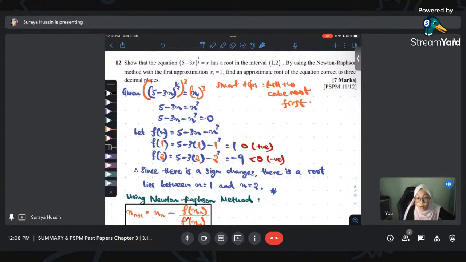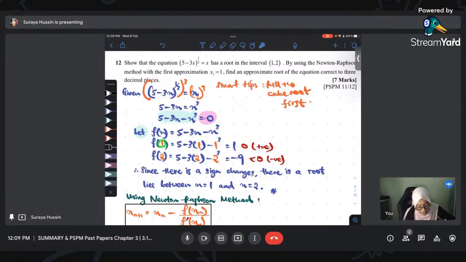Dia jadi x cubed pula dekat belah kanan. And so you rearrange them until you will get a non-linear equation equal to 0. Make sure mesti ada equal to 0. So this is the purpose of chapter 3. Mesti ada equation equal to 0. And then you let this become your f(x). Macam biasa, let it become your f(x).